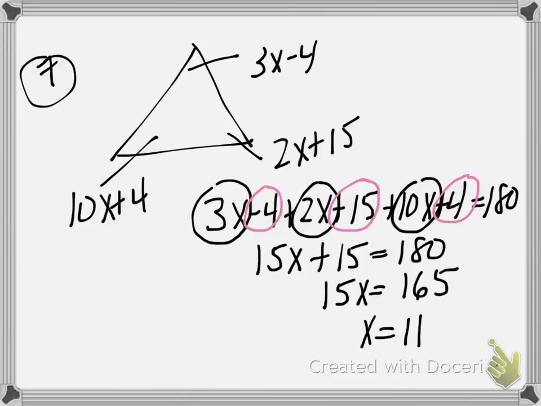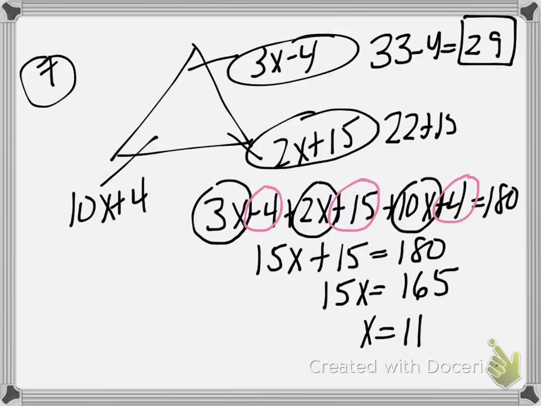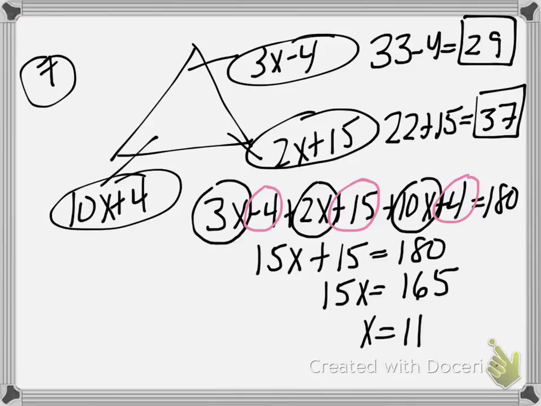So if we do this one first, 3 times 11 is 33, minus 4, and that gives you 29. So that's one angle. We could do this one. 2 times 11 is 22, plus 15 equals 37. That's another angle. Then we could do this one. 10 times 11 is 110, plus 4, that gives us 114.